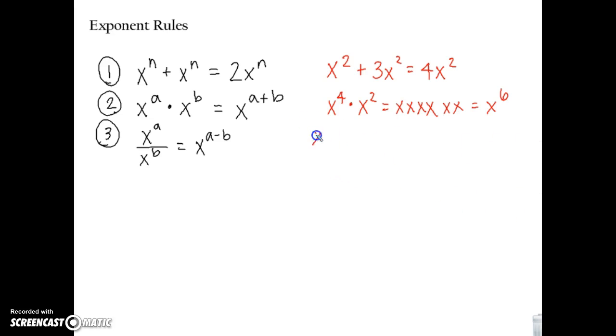So for example, if we have x to the 4th divided by x squared, the reason this works is because we have 4 x's on top, 2 x's on the bottom. We can cancel, and we're left with 2 x's on top, which is x squared, also 4 minus 2.